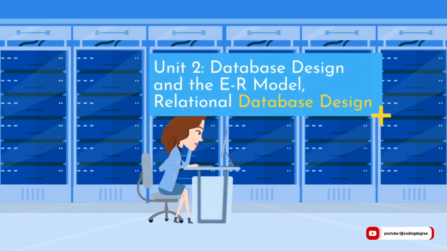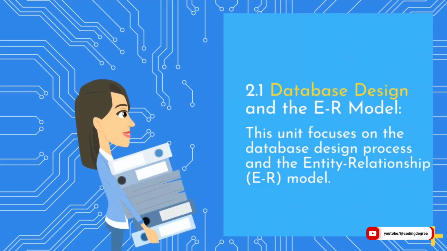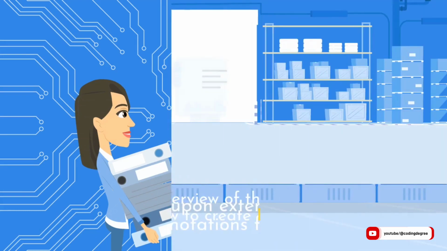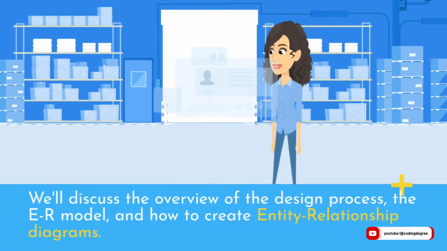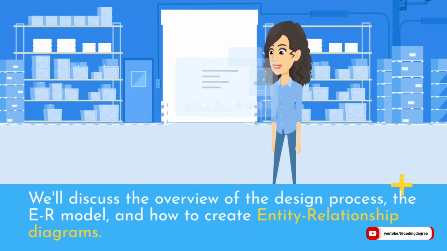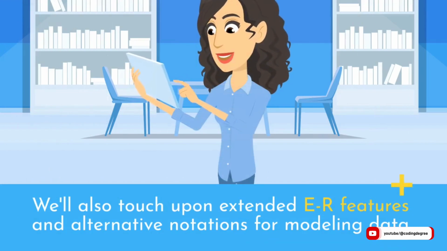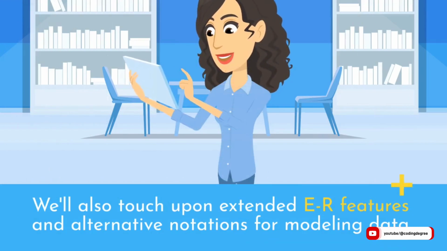Unit 2, Database Design and the ER Model, Relational Database Design. 2.1 Database Design and the ER Model. This unit focuses on the database design process and the entity relationship (ER) model. We'll discuss the overview of the design process, the ER model, and how to create entity relationship diagrams. We'll also touch upon extended ER features and alternative notations for modeling data.